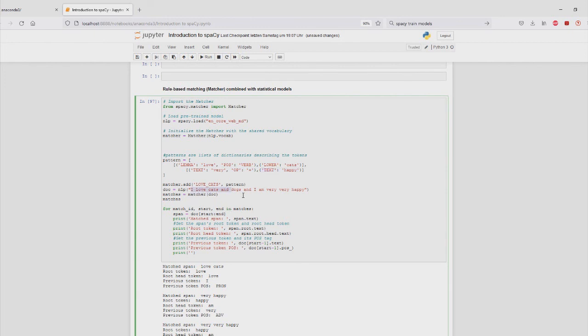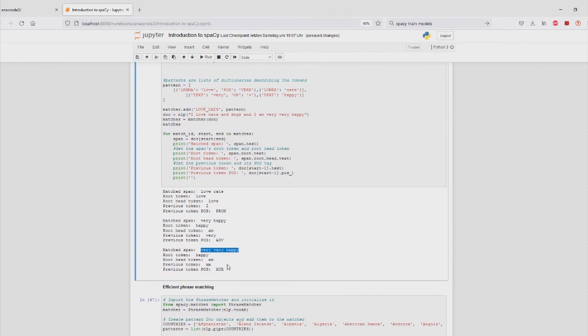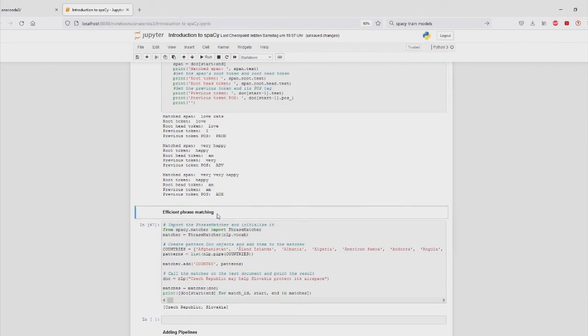Simple text, I love cats and dogs and I'm very, very happy. To match the pattern on the text, we can call the matcher on the doc. This will return the matches. And now if we look into these matches, we see that first the love cats span was identified, then the very happy, and also the very, very happy span. So this is an example of a pattern with the OP key.